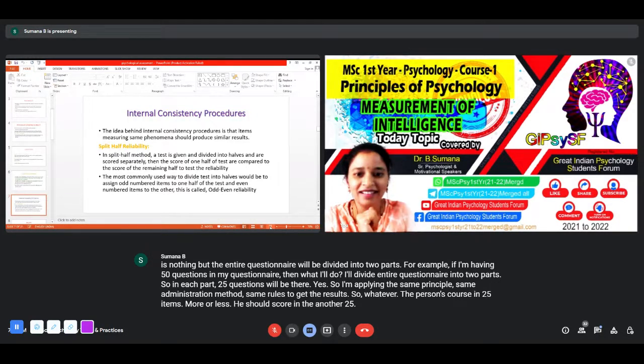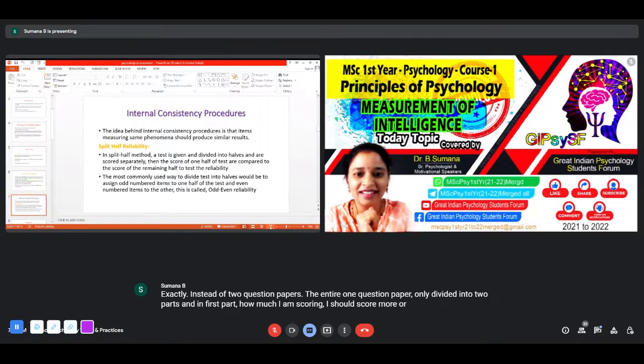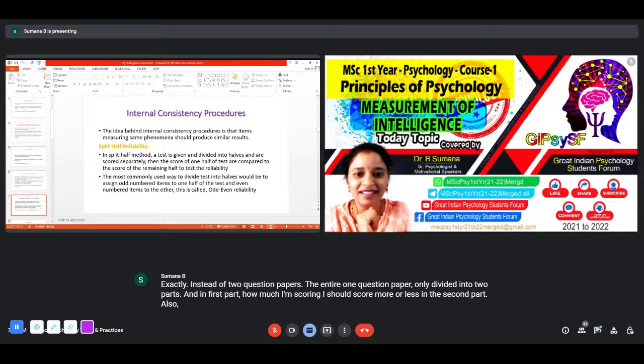Are you able to understand this? Yes, madam. Instead of two question papers, only one question paper. Exactly. Instead of two question papers, the entire one question paper is divided into two parts. And in the first part, how much I'm scoring, I should score more or less in the second part also.